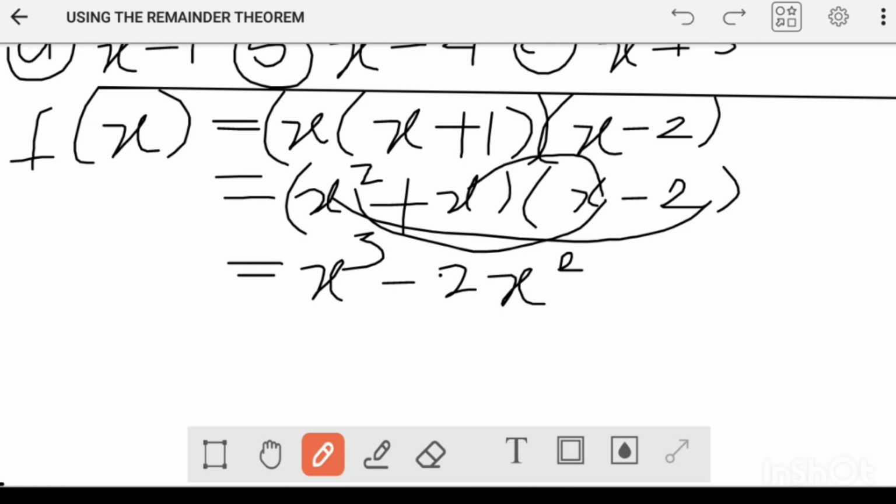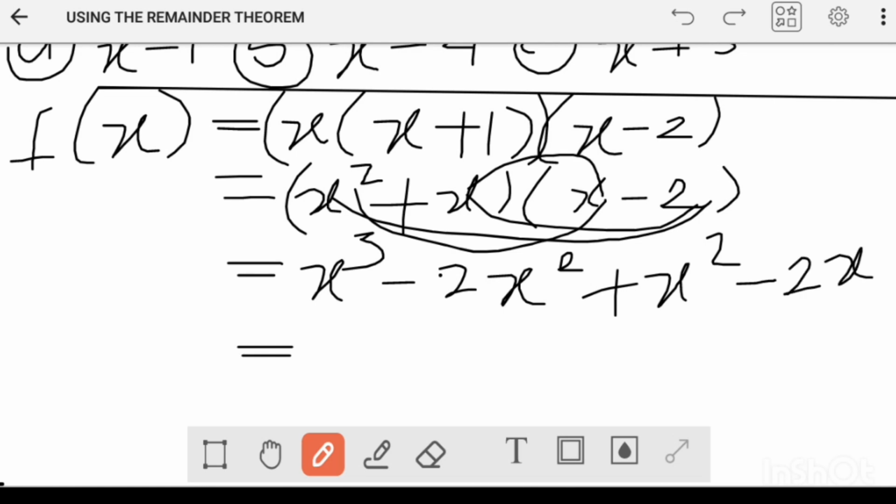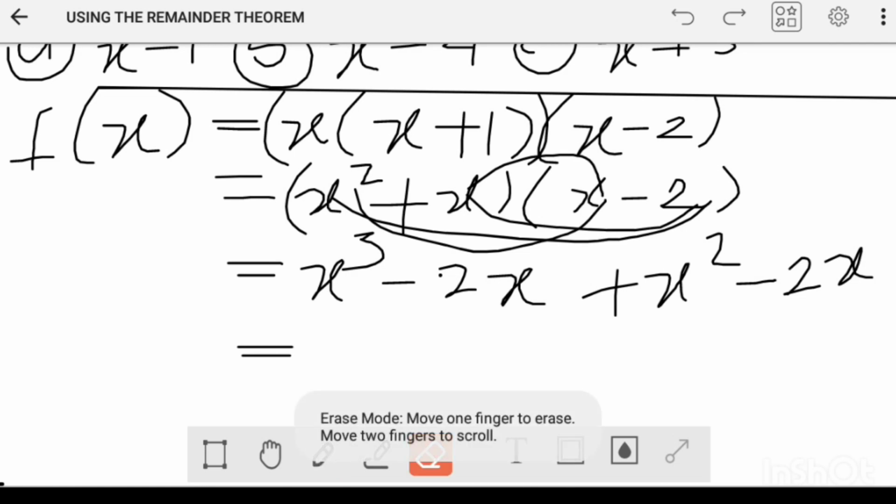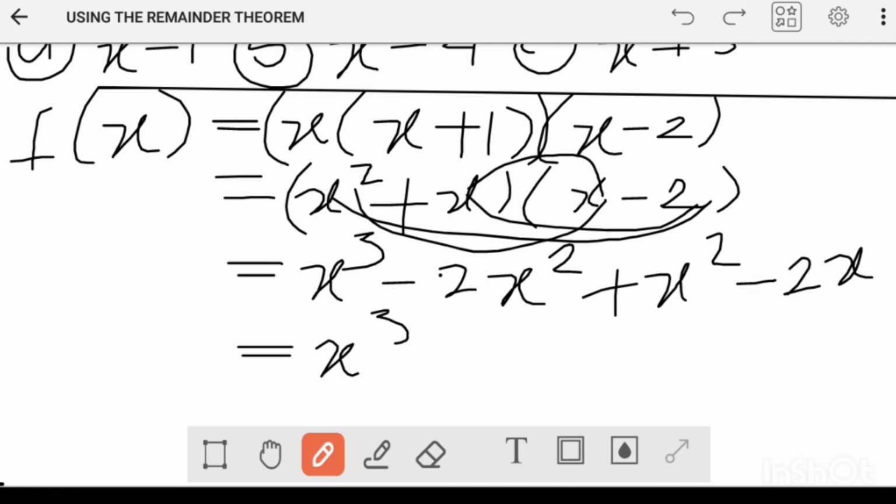Then use this x to multiply x. That will be plus x squared. Then I'll use the same x to multiply minus 2. That will be minus 2x. So I will just add them using their like terms. Here I have x raised to power 3. Here I have minus 2x squared plus x squared, which will be minus x squared. Then I'm left with just a minus 2x. So this is the function here.